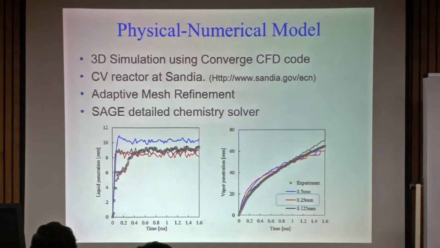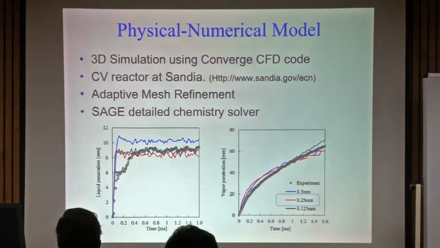For our computation, first we did some validation study. Here, these dots are the experimental data. So what is the configuration? You have the initial hot temperature environment. Pressure is about 50 atmospheres. It's a high pressure condition. And then you inject, in this case, a heptane spray. And this is the liquid penetration, how the spray penetrates in that reactor.